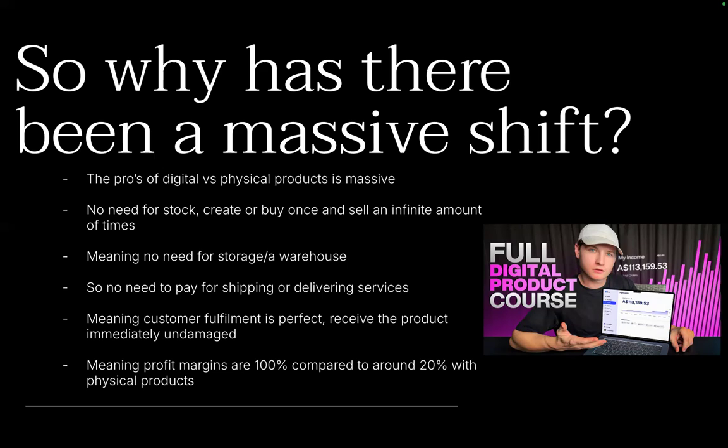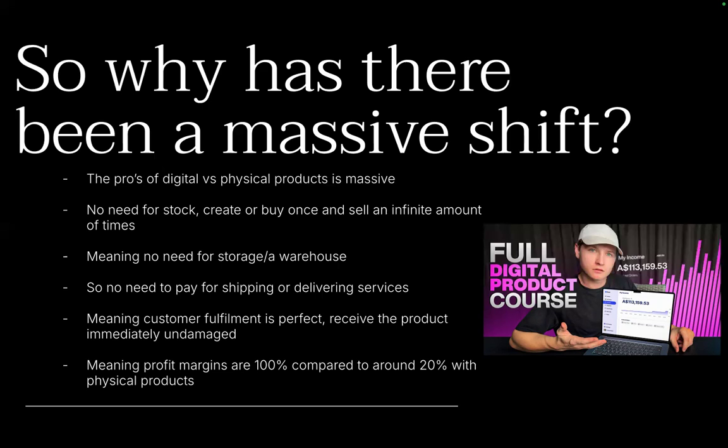You don't have to ship the orders, but also you don't have to worry about orders not showing up, customers not being happy, damaged orders, and all these excess fees that would come off if you were to sell physical products. The customer also doesn't have to wait 10 days for their product to arrive, and sometimes it might be a month or 2 months. The product's delivered immediately. If you download an app, for example, the app is on your phone within 60 seconds. So the customer fulfillment is perfect. Customers are happy. They receive the product immediately, and it's undamaged.